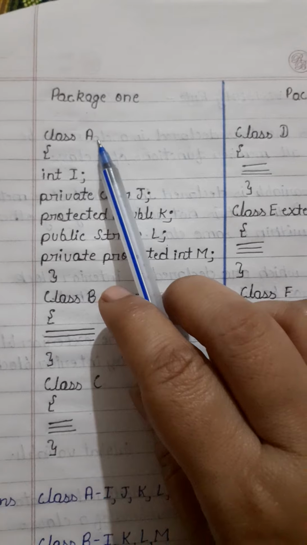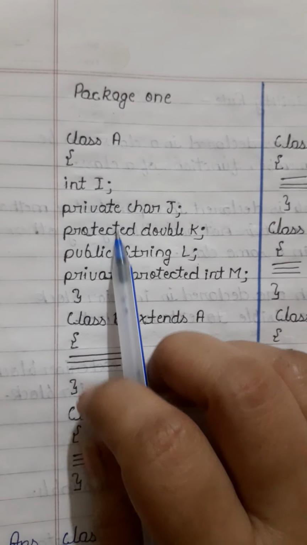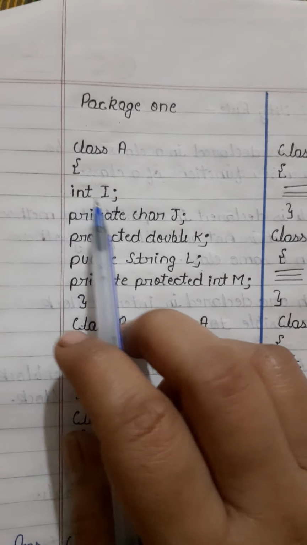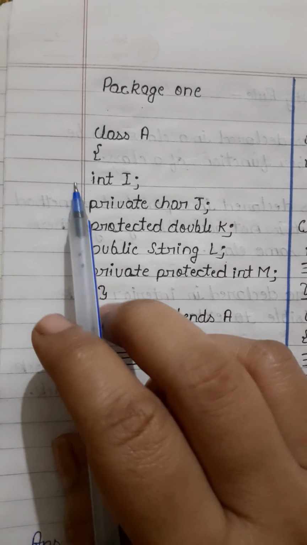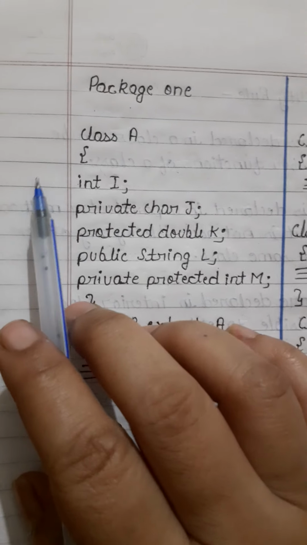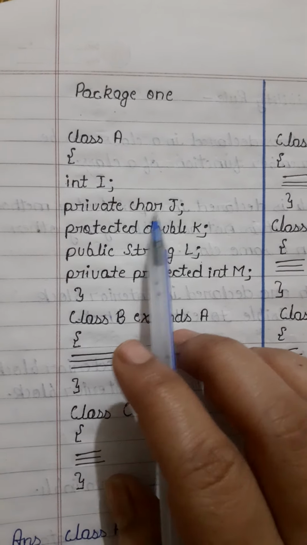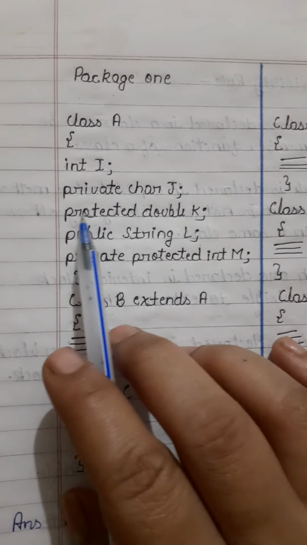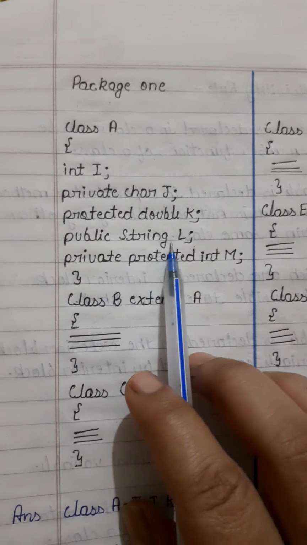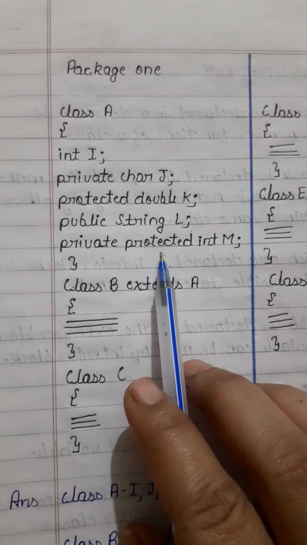In this package 1 there are 3 classes, and in package 2 there are 3 classes. Here you are declaring some variables. First you declare an int type with no access specifier, like we were doing till now. Then another one, char type, with access specifier private. Another double type, access specifier protected. String type is public. And int type again, private protected.